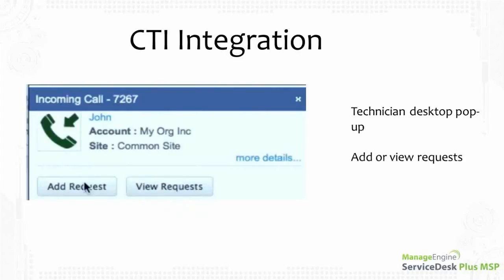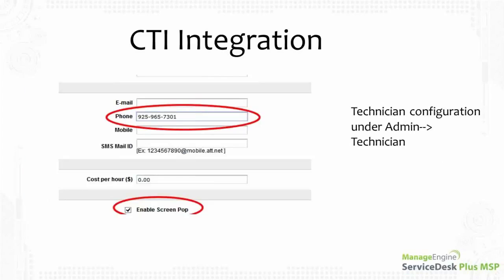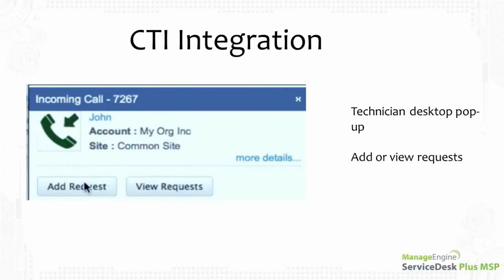Once the configuration is all perfect and everything is done, then once the technician logs into the tool, he's going to get the screen at the right hand bottom of the screen, which looks like this. So incoming call 7267 John, and his account name, site name, and certain other details can be obtained from clicking on more details.